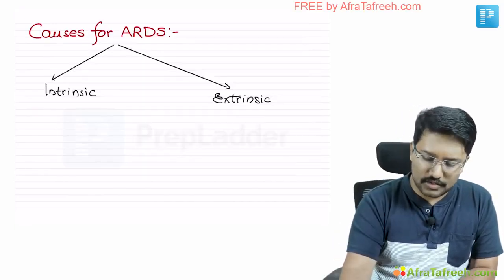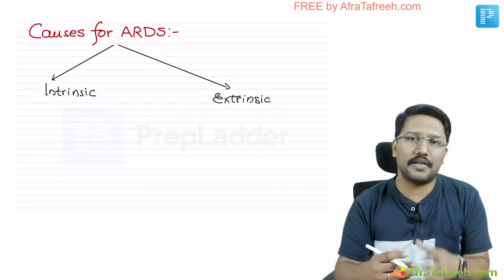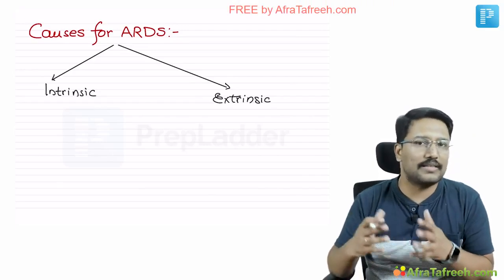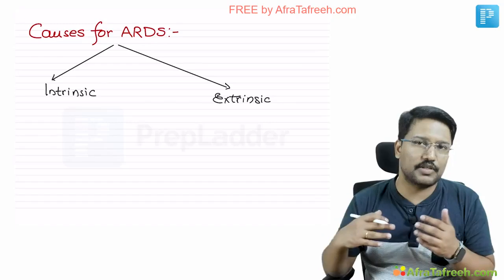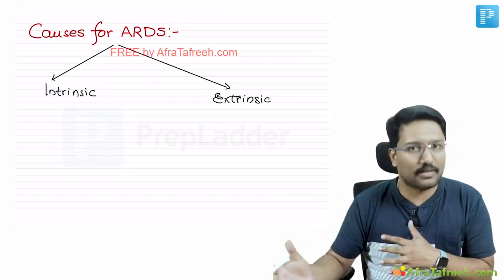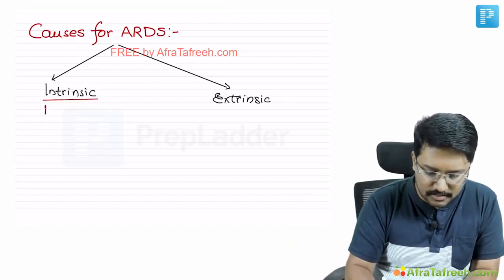Okay. Now, what are the causes for pulmonary edema? The causes can be classified as intrinsic causes, where primarily the pathology is in the lungs, and you can also classify extrinsic causes, when the pathology is outside the lung, when the clinical insult is caused by injury or tissue damage which is not in the lung, right? So intrinsic, primary site of lesion is the lung.